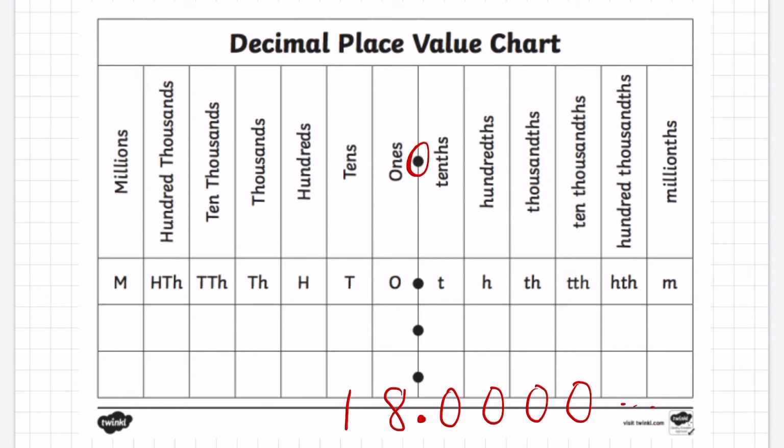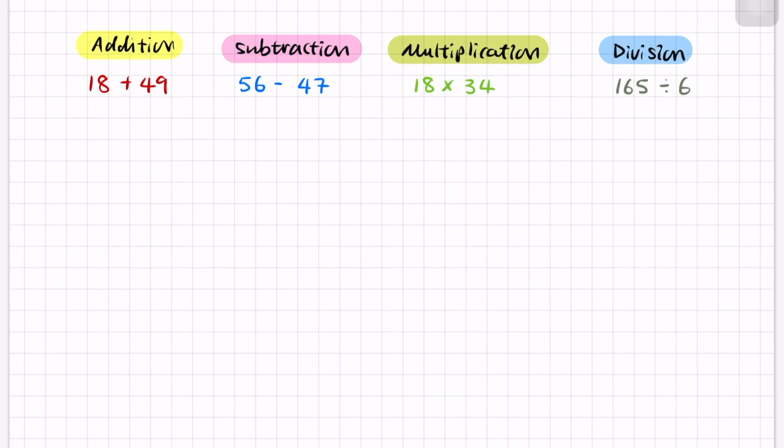The first number to the left of the decimal point is ones. Then we have tens, hundreds, thousands, etc. The first number to the right of the decimal point is tenths, then hundredths, etc. Once you are happy about this, you are ready to start.